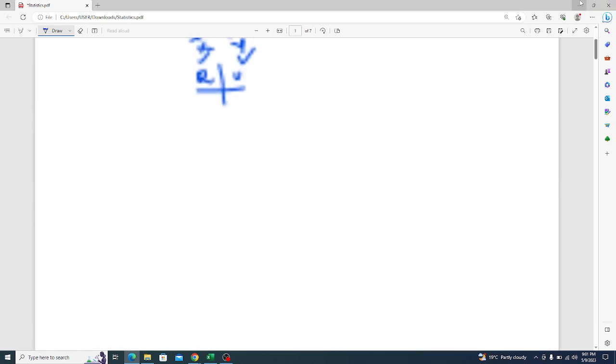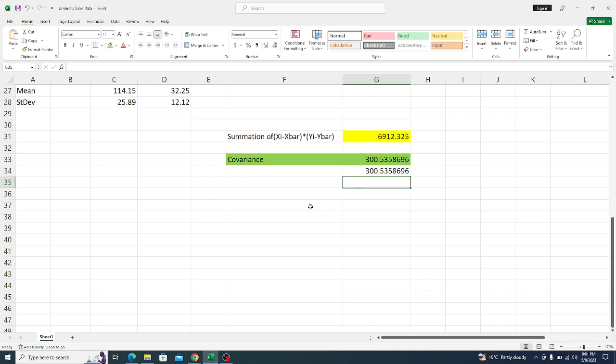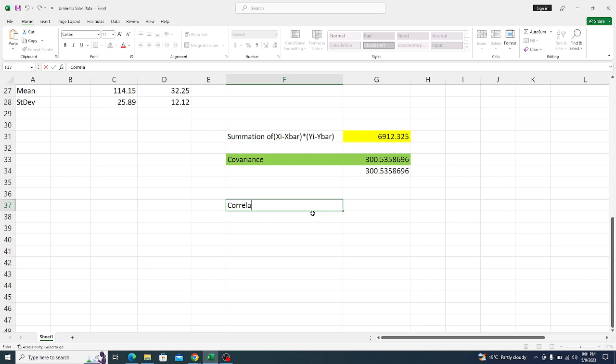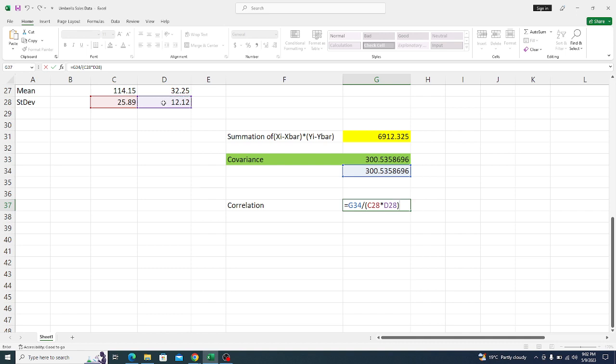So now let's manually compute correlation. We've said correlation is the covariance, which is this, divided by the product of this and this. So it will be, in brackets, the standard deviation of the first variable multiplied by the standard deviation of the second variable, and then we'll get a value. You can see our value here, we are getting 0.95. What does this value mean? What does 0.95 mean?